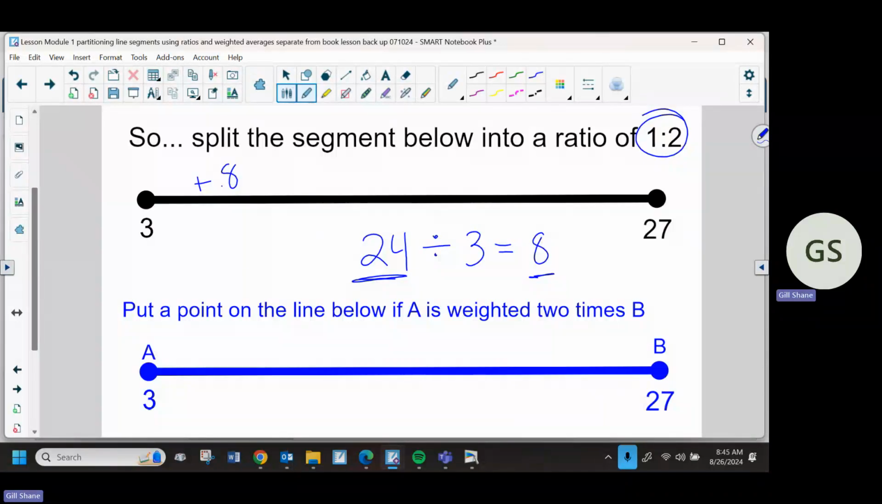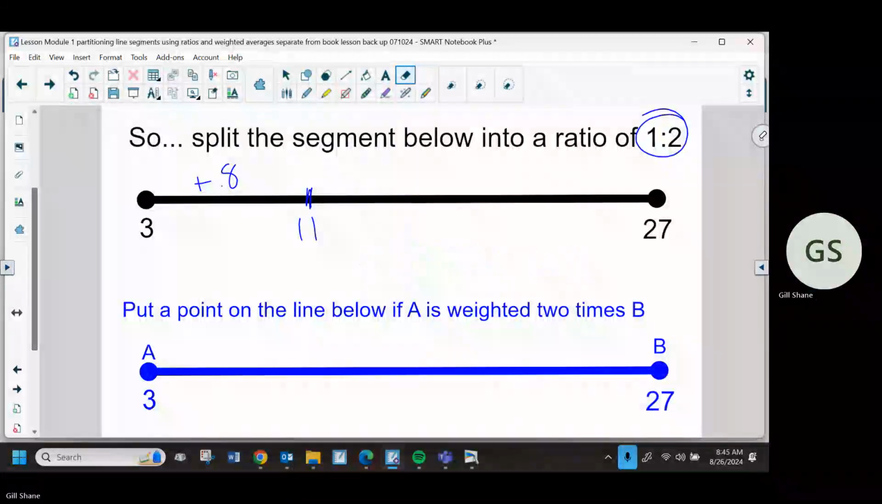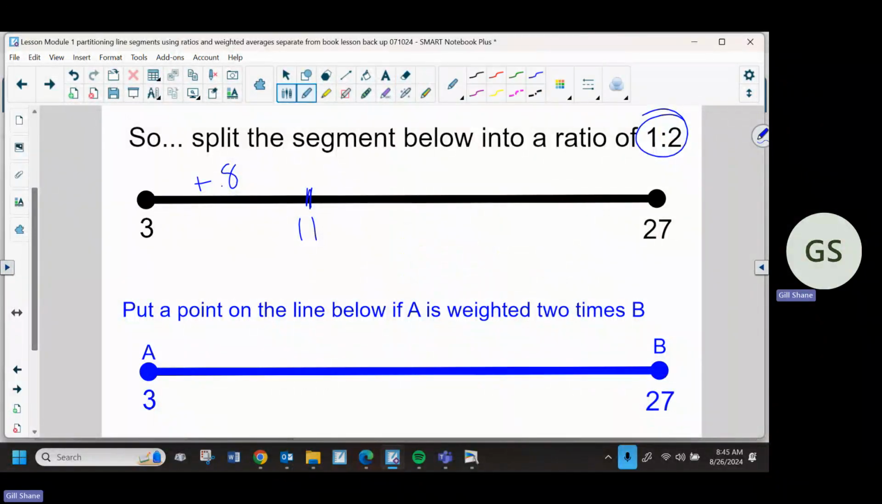I add 8 to that. Somewhere maybe around there is 11. I add 8 to that. Let's erase this. And if I add 8 to that, maybe somewhere around in there is going to be 19. And then you better land exactly on the endpoint or you did something wrong. Every segment has to be the exact same length. So this one is 8, 8, and 8.